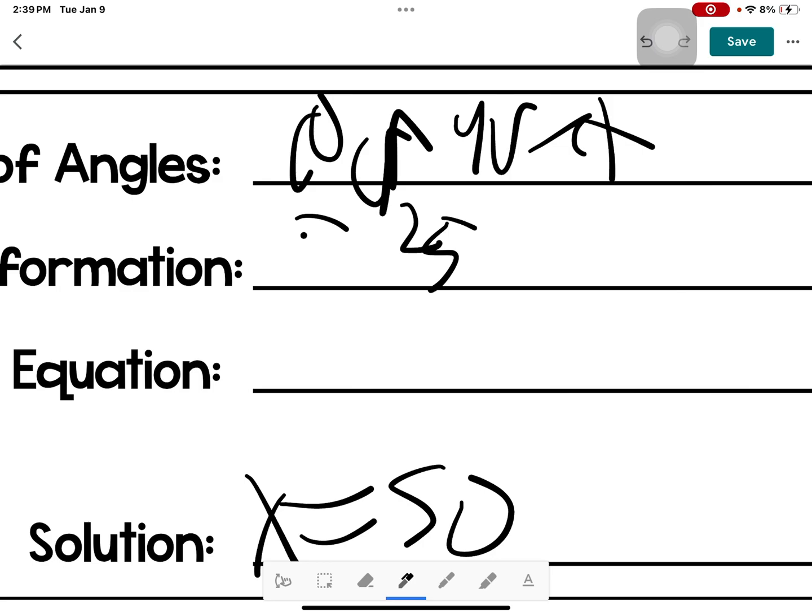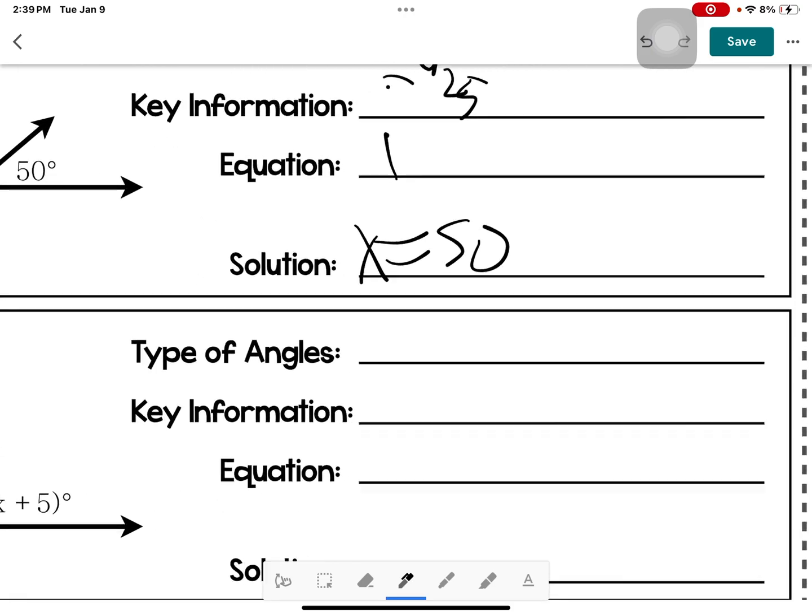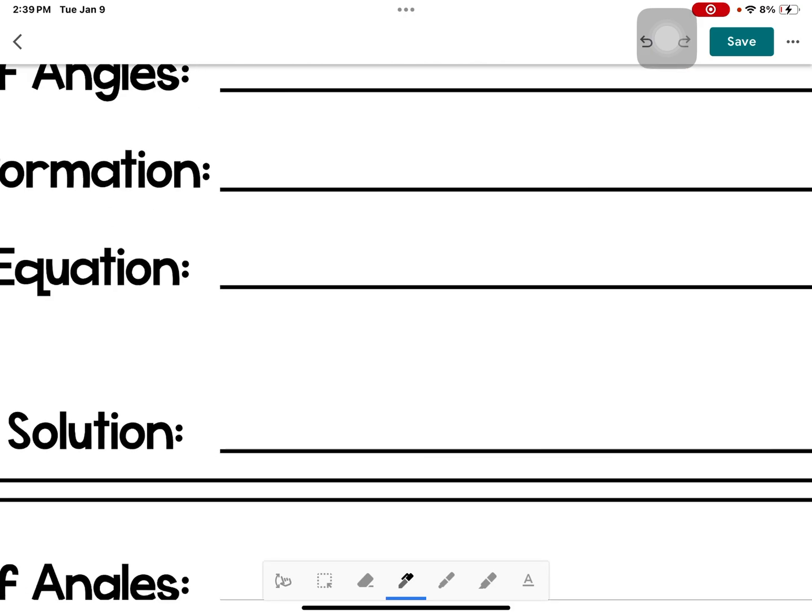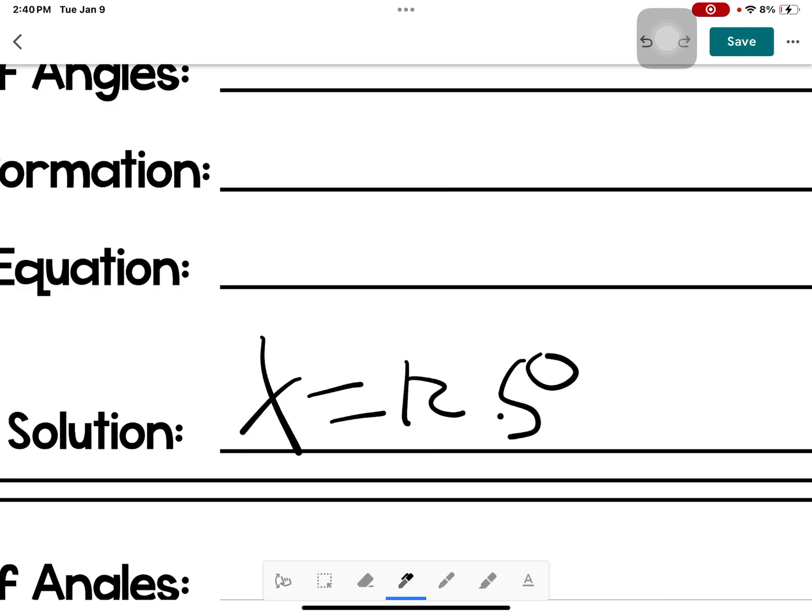And then, what do I do next? Divide by 2, you get 12.5. X equals 12.5, so the solution is x equals 12.5 degrees. Got it.